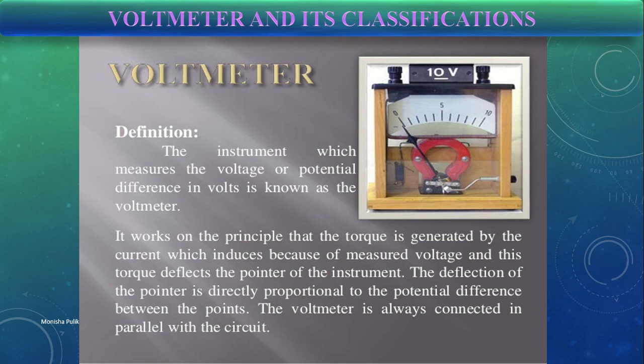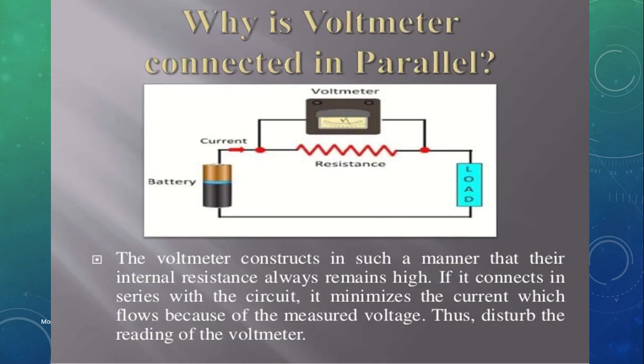And this last question is a very important thing. They will ask you in a board exam why voltmeter is always connected in parallel with the circuit. So this is a closed circuit where you can see a battery, the current flowing through the battery, a load, that is an output source, and a resistance, and there a voltmeter is connected parallel with the resistance. The voltmeter is constructed in such a manner that its internal resistance always remains high. High internal resistance means it will obstruct the current. It will not allow current to pass through it. So in a voltmeter, the internal resistance remains high.